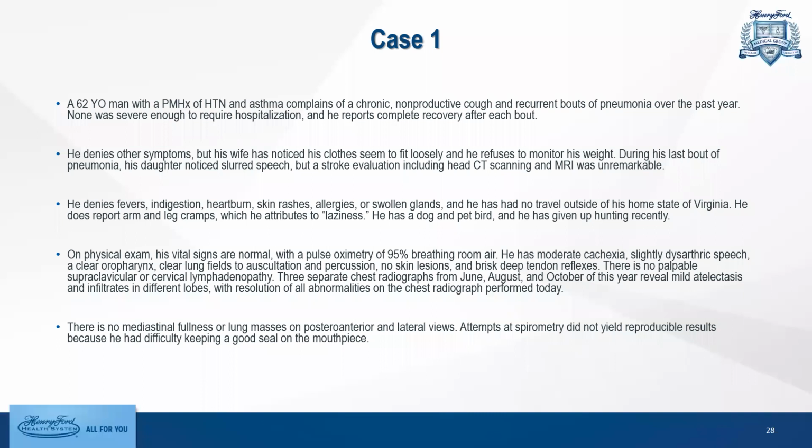On physical exam, vital signs are normal. Pulse ox 95% on room air, moderate cachexia, slightly lethargic speech, clear oropharynx, clear lung fields to auscultation, no skin lesions, and brisk deep tendon reflexes. No lymph nodes were palpable, and 3 separate chest x-rays from June, August, and October revealed mild atelectasis and infiltrates in different lobes, with resolution of abnormalities on subsequent chest x-rays. No mediastinal fullness, no lung masses on PA and lateral views. Attempts at spirometry did not yield reproducible results because he had difficulty keeping a good seal on the mouthpiece.